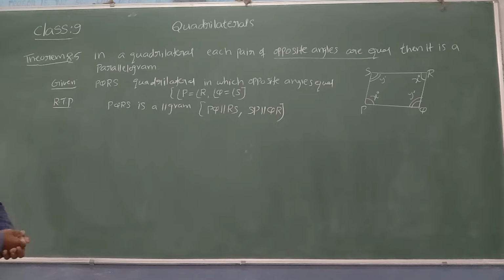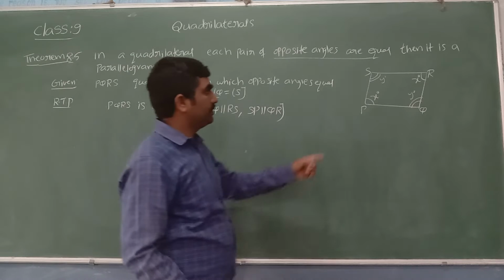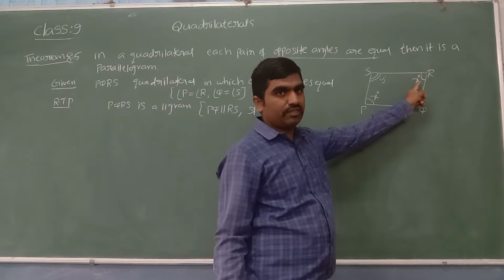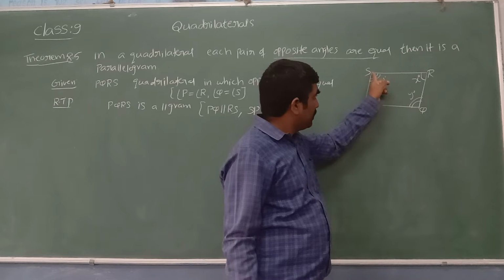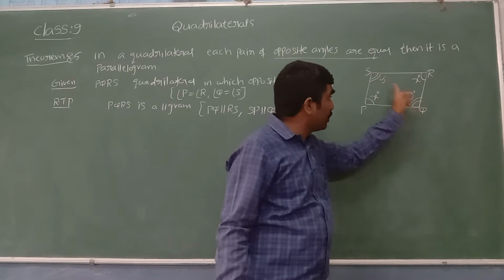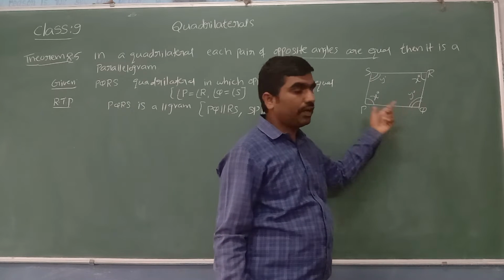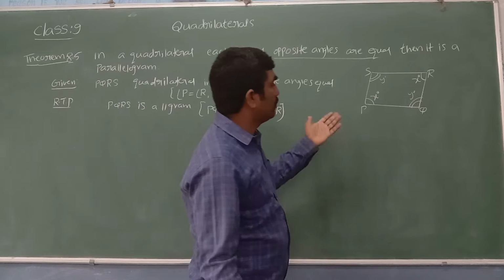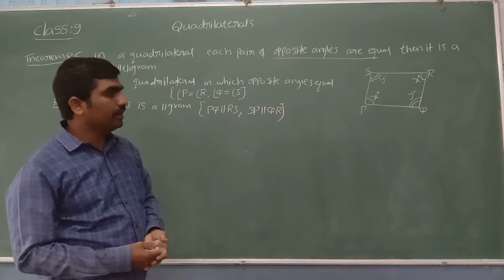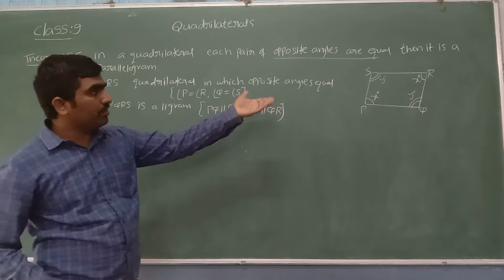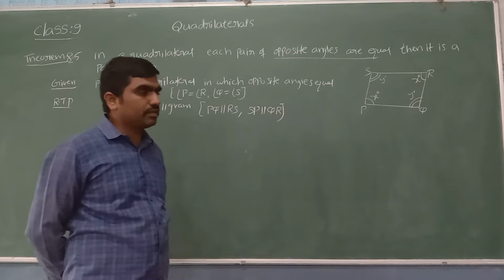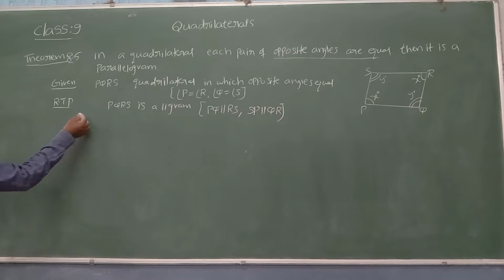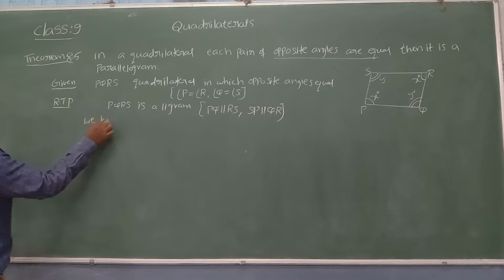Now here, if I draw the diagonal, there is no chance to prove congruence, because it will divide this into two parts. We don't know whether the two parts are equal or not, and there are no equal sides also. So there is no chance to prove they are congruent by taking the diagonal. We have here opposite angles are equal. Then why don't we go with the angle sum property of quadrilaterals?